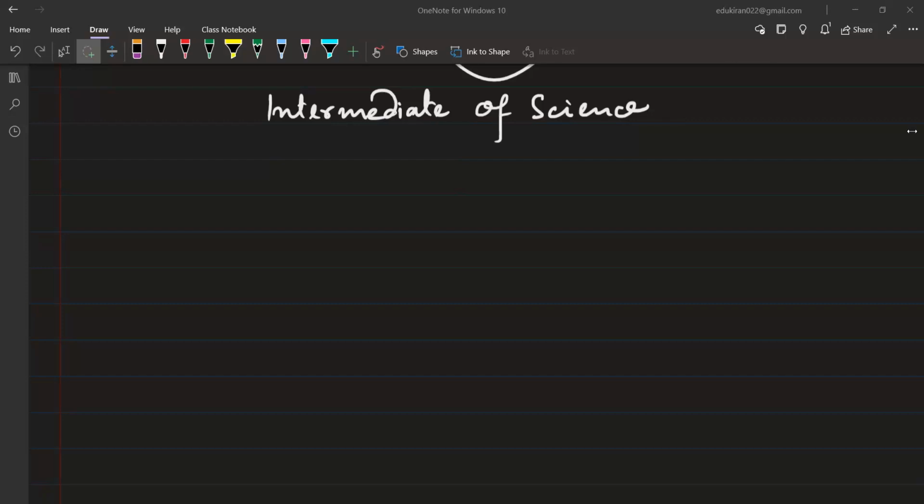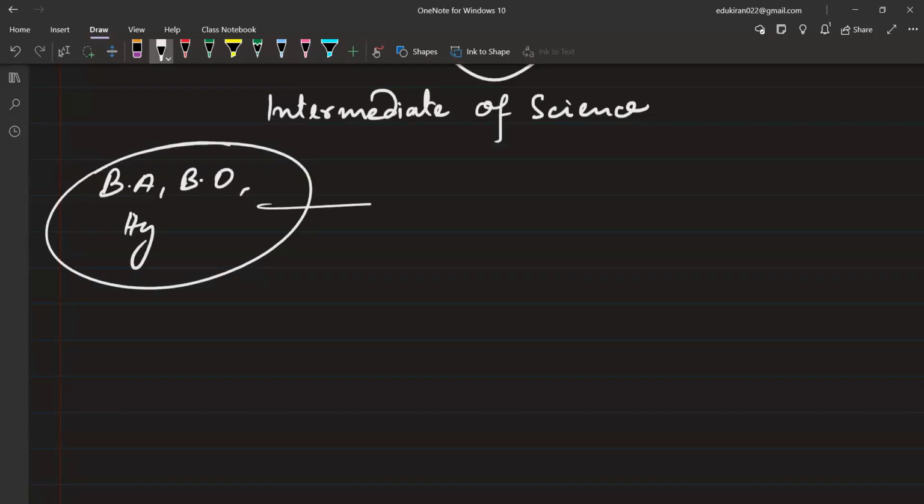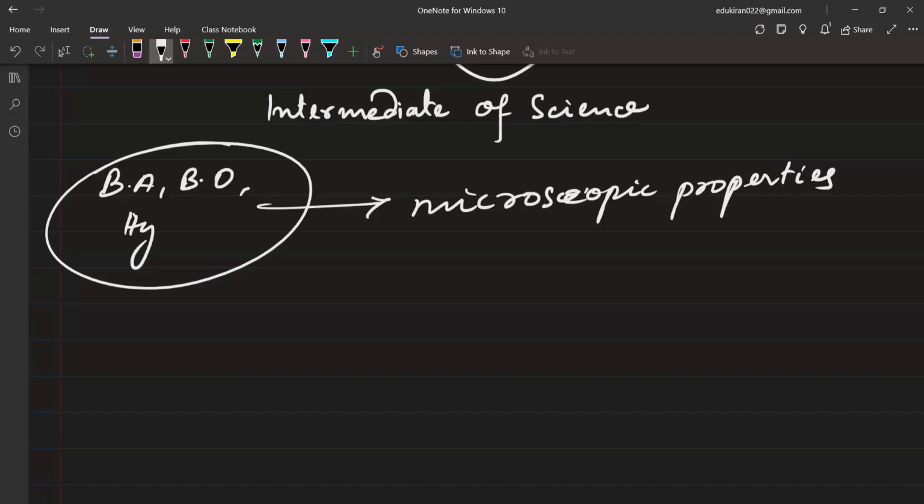So what we are saying is that there are properties, and the properties are of two types. Bond angle, bond order, and hybridization, which we discussed in the last chapter, are microscopic properties. Now, what we are going to study, temperature, volume, density, number of moles, boiling point, melting point, pressure, all of these are macroscopic properties.